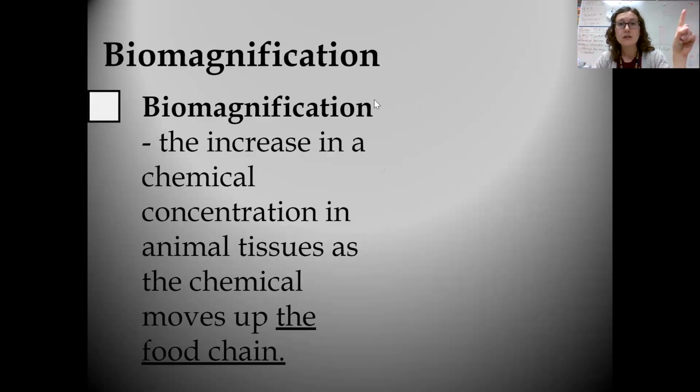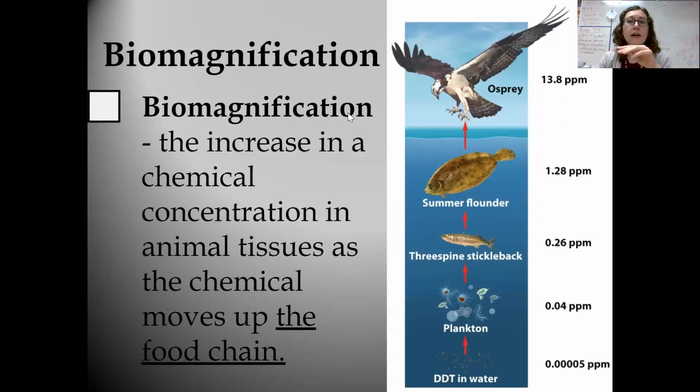Bioaccumulation can then lead to biomagnification. So if I have bioaccumulation of DDT in the plankton, it's not leaving the plankton. The DDT in one plankton is going to biomagnify up the food chain, because each of these individuals is eating more than one prey, if that makes sense. So my 3-spined stickleback might be eating, if I'm doing the math on here, 5 plankton. So they end up getting even more DDT.